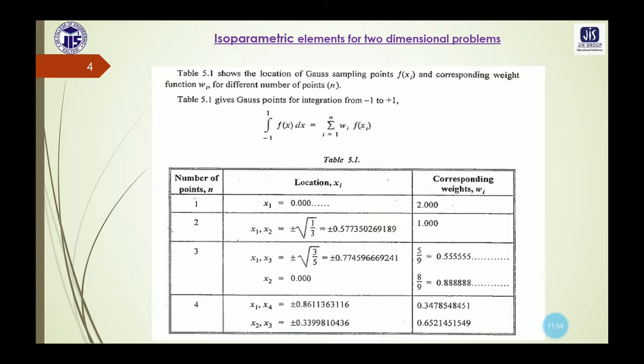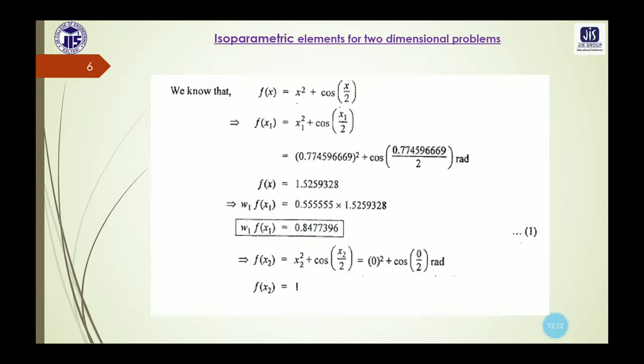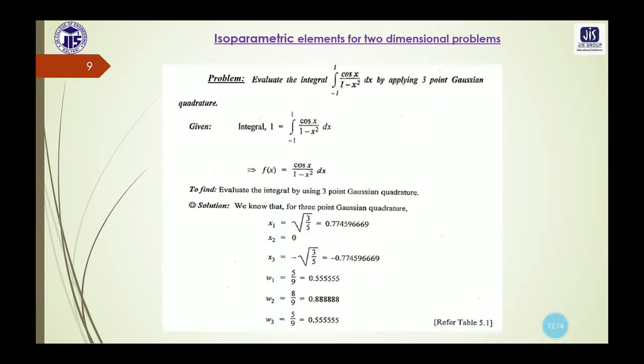These two we will consider, and the value of x2 will consider as 0, which are given in this table. Now for x1 and x3, the corresponding weights w1 and w3 are 5 by 9, and for x2 the corresponding weight w2 is 8 by 9. So these values we will consider here again in this numerical.